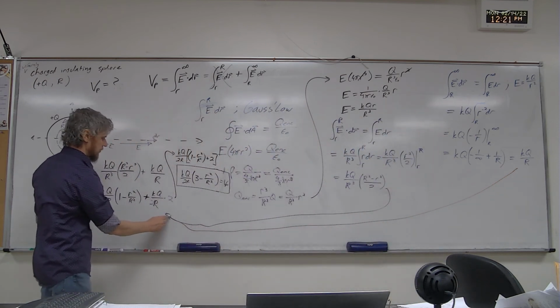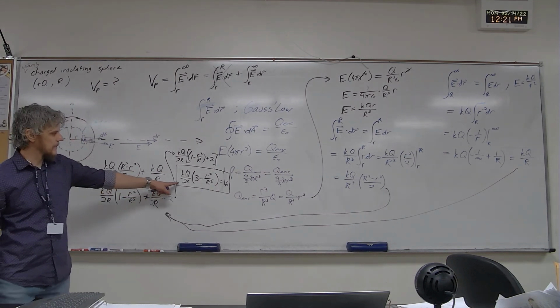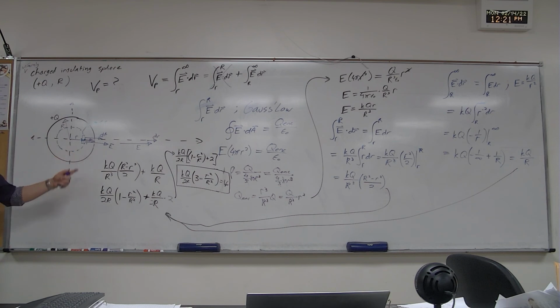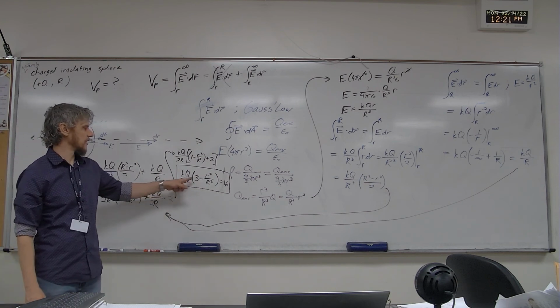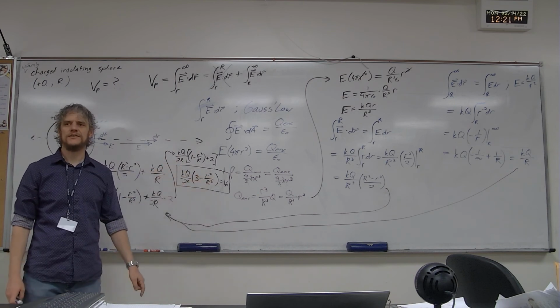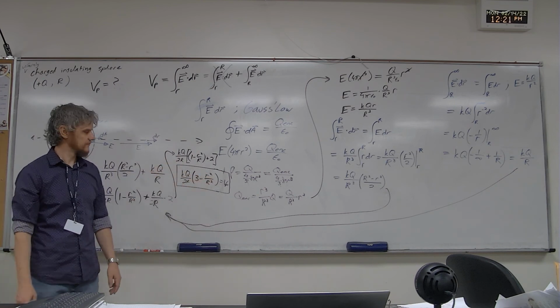Equals what? VP. Was that VP? VP, the potential at P. So if you have 1 coulomb of charge there, you put in 1 for Q, and everything else, that tells you how much potential energy you'll have.